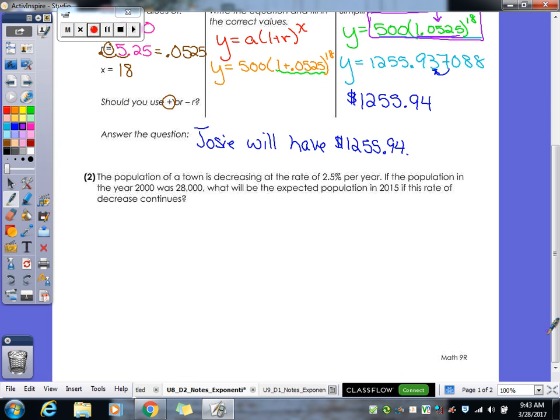All right, let's take a look at our next problem. The population of a town is decreasing at a rate of 2.5% per year. If the population in the year 2000 was 28,000, what will be the expected population in 2015 if this rate of decrease continues? So let's make our little chart of the numbers we need to know. What is our A? How many people do we start with? 28,000.